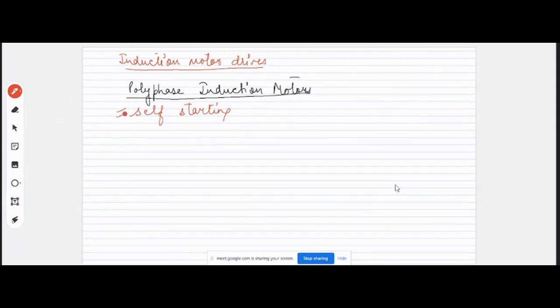And if we talk about the types of these polyphase induction motors, we have two types, right? What are those types? Anyone from the class? Squirrel cage and wound rotor. Very good. Squirrel cage and wound rotor. These are the two types of the polyphase induction motor, right?